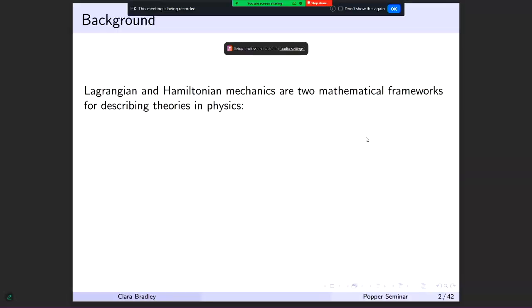Okay, cool. So what are these theories? Well, essentially we can think of them as two mathematical frameworks for describing theories in physics. The history goes that Newton came up with his laws of mechanics that give one this law that relates the forces acting on some particles and its acceleration. Indeed, we learned probably in high school about this law, F equals ma.